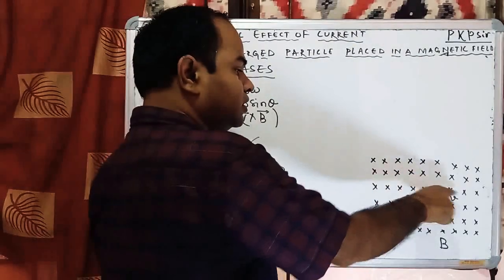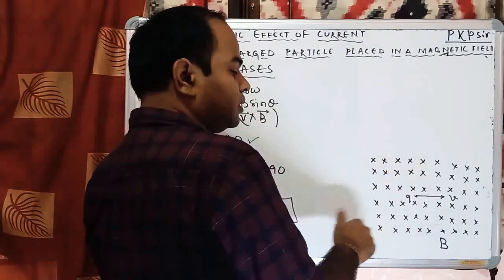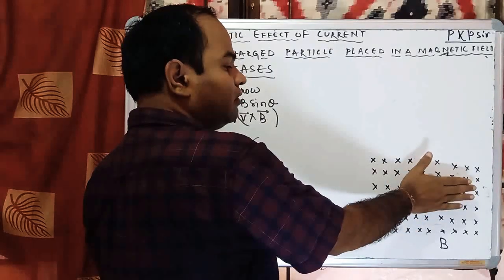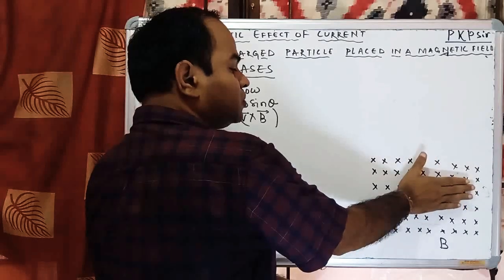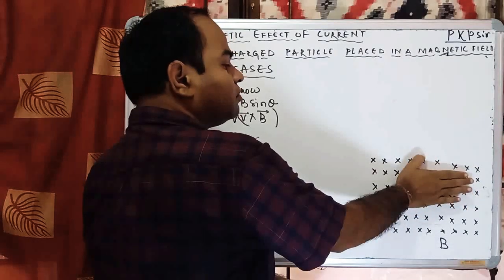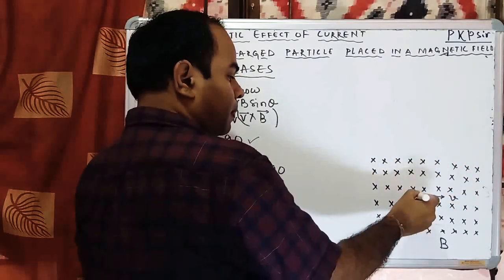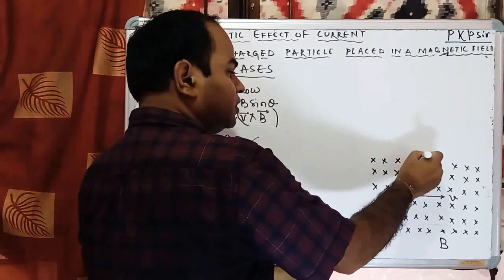We will use this figure. The velocity is this way and the magnetic field is inward. So like this, here the velocity direction, and the magnetic field is inward, like this. The direction of force will be given by the direction of the thumb. So in this direction.